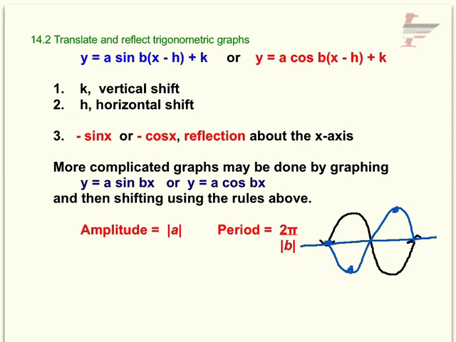So basically what you're going to be doing is taking these simple graphs from 14.1 and then shifting them using the rules above. So if I take this graph and plot some points and then I toss in an H and a K, I might take my points and shift them to the right 2 and down 5 or something like that. But good news is amplitude and period calculations don't change.